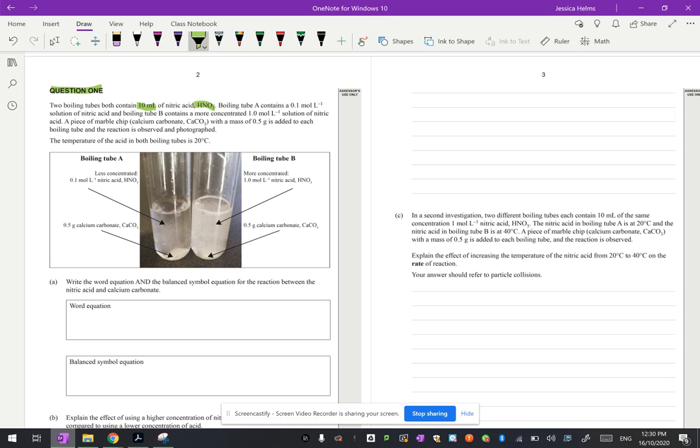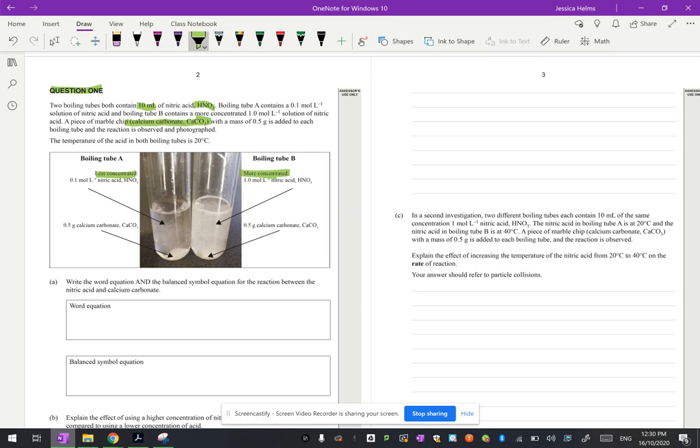A piece of marble chip, which they said is calcium carbonate, and they've given you the equation for that too, with a mass of 0.5 grams is added to each of the boiling tubes, and the reaction is observed and photographed. So here we've got a picture with both of them. It looks like there's bubbling occurring. Boiling tube B is more concentrated, and you can see more bubbles, and boiling tube A is less concentrated, and obviously has fewer bubbles.